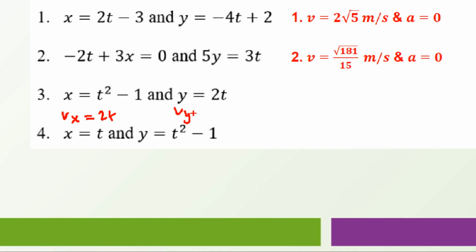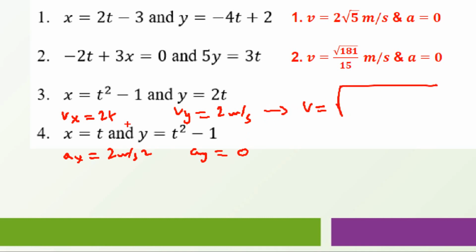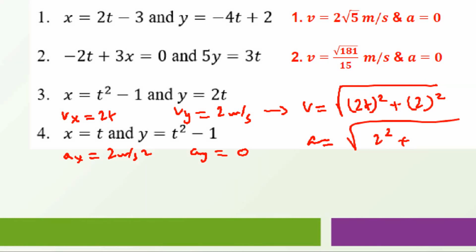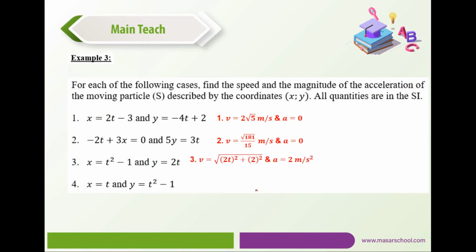And Vy in this case would be 2 meters per second. Ax would be given by 2 meters per second square, and Ay would be given by 0. So in this case the velocity would be given by the radical of (2t) to the power of 2 plus 2 to the power of 2. So the speed will vary with time. This is because we have acceleration, and no need to simplify it. We're going to keep it like that. And the acceleration is given by the radical of this square plus this square, which is 2 square plus 0 square, and that would be 2 meters per second square, the magnitude of the acceleration.